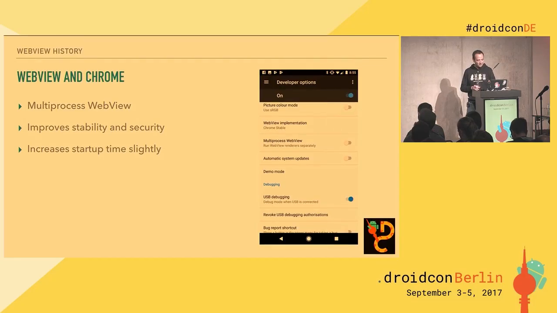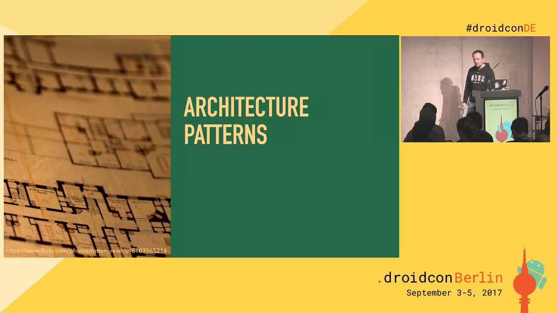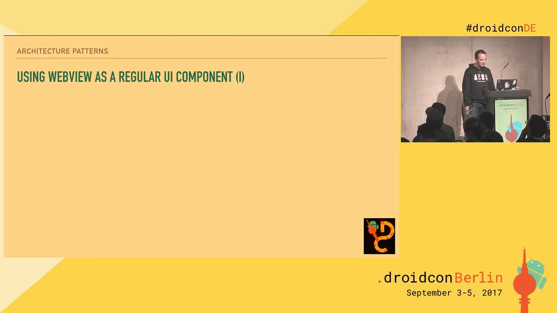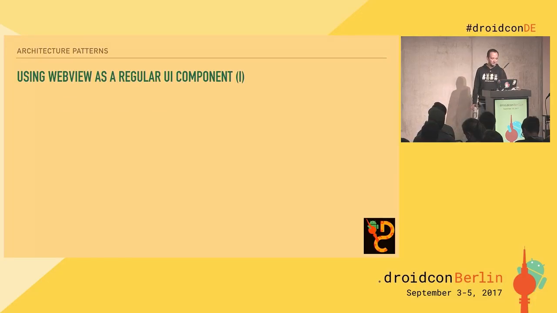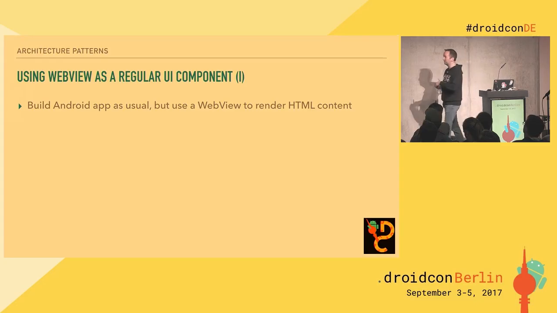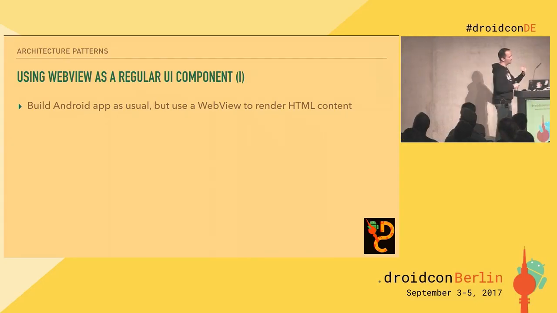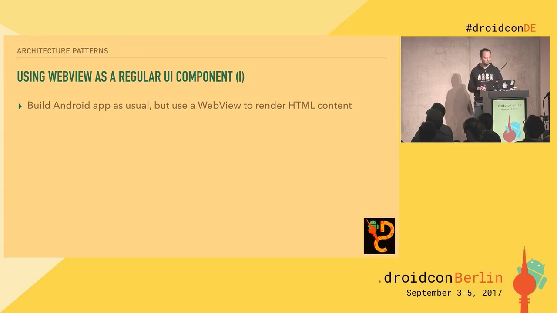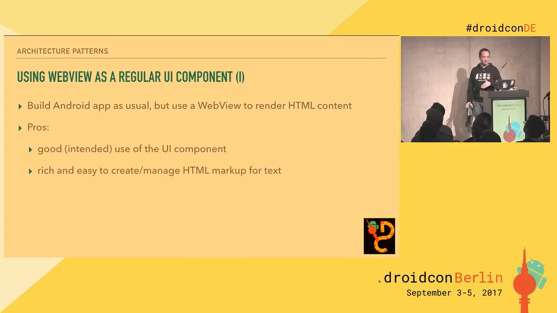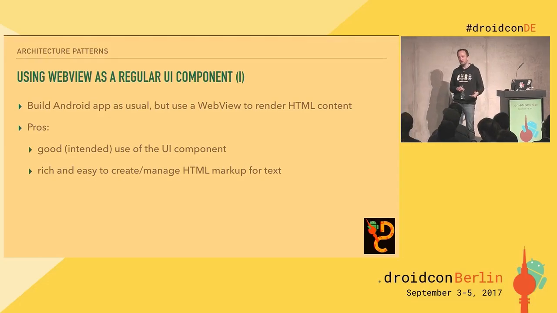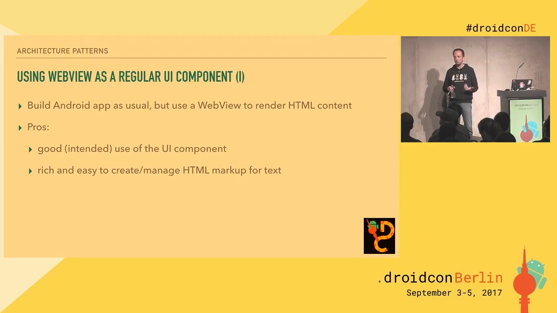Let's have a quick look at some of the architectural approaches people go with. And that's where things easily get ugly. So the first thing is, we use the Webview as a regular UI component. You build your Android app as you always would with native views, but where it makes sense, where you have HTML content, you use a Webview. Perfect, right? That's the intended use of the Webview, why people back then put that component into the Android framework, because they wanted a way to render HTML.